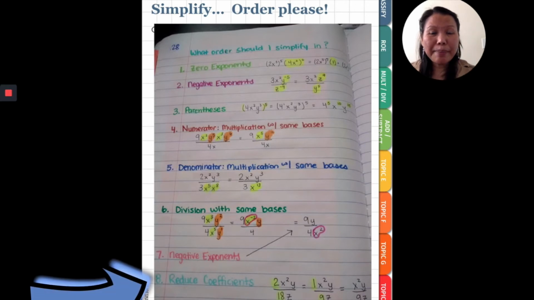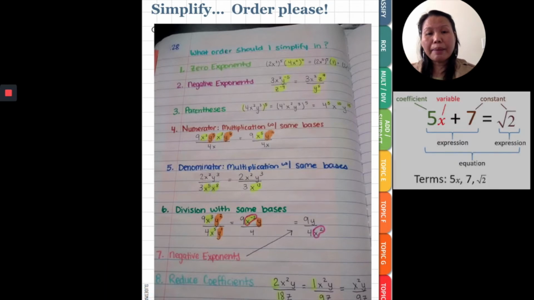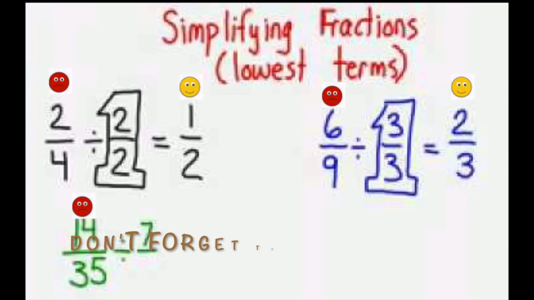And finally, number 8, reduce coefficients. Like the example in here, we have 2 over 18. We can reduce or simplify by dividing both 2 and 18 by 2. We have to make sure that it's going into the simplest terms.